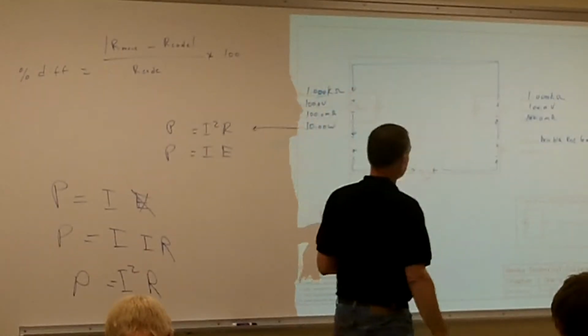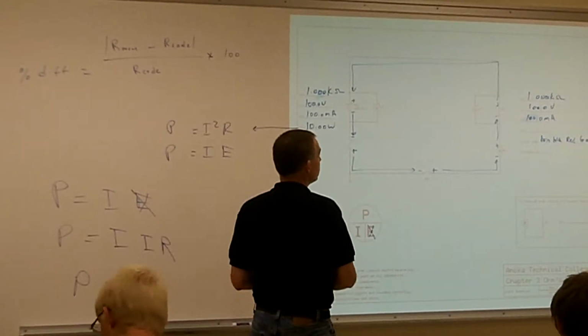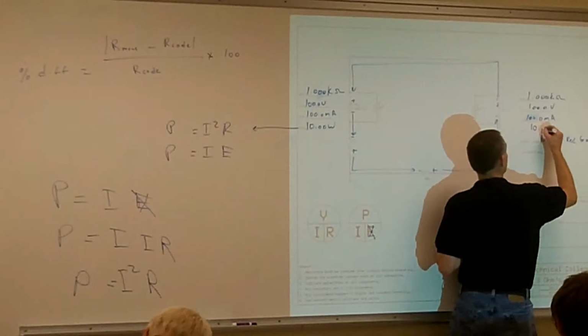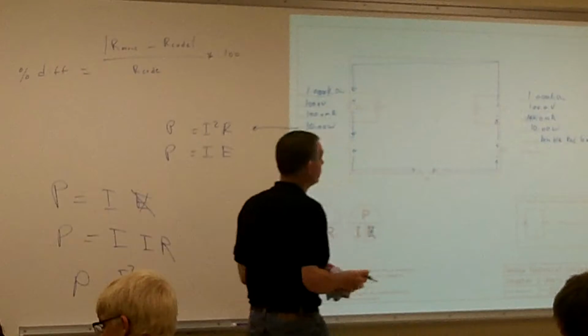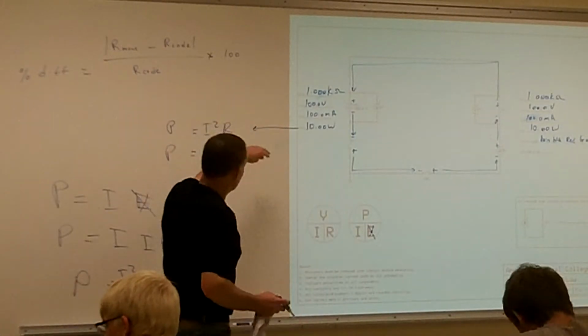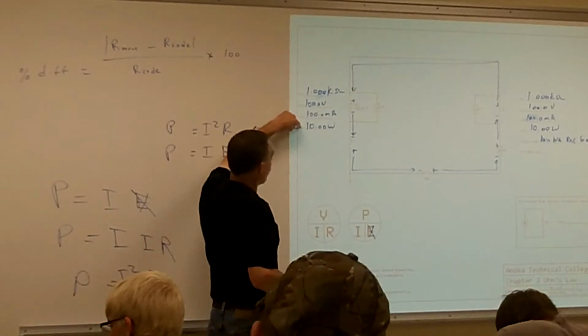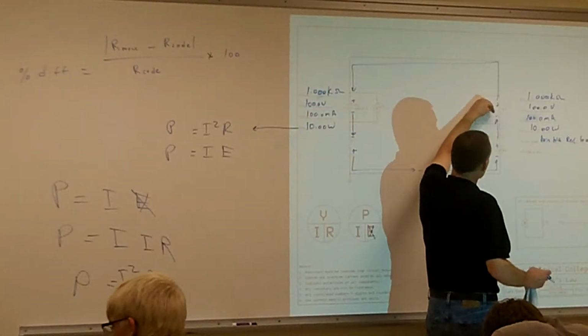How about my power? 10 watts. It's the only resistor, it's the only item on here that's giving out any power. This is the total power of the circuit, but that 10 watts is being generated by this resistor.